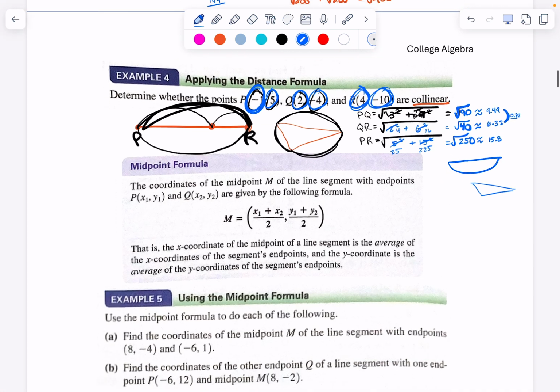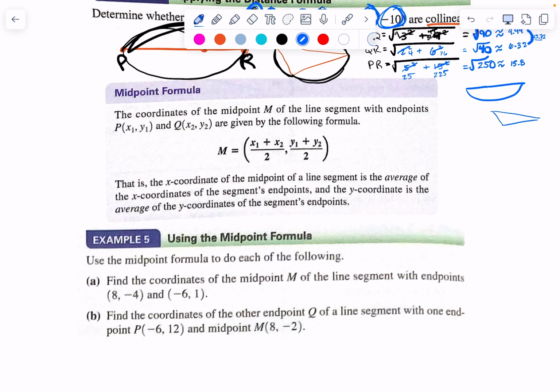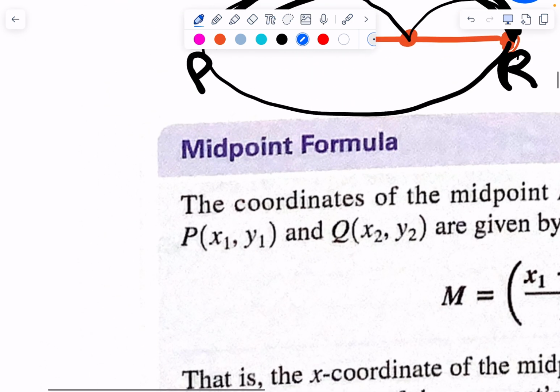Okay, midpoint. Finding the midpoint is like finding the average.